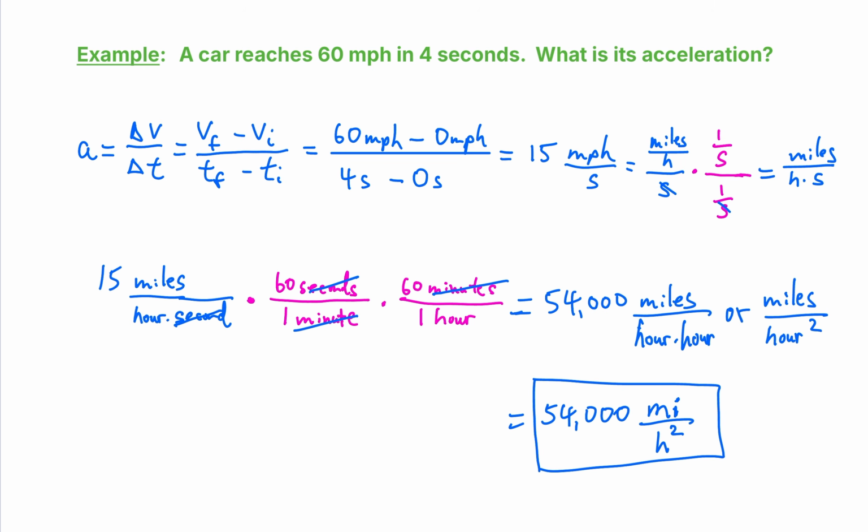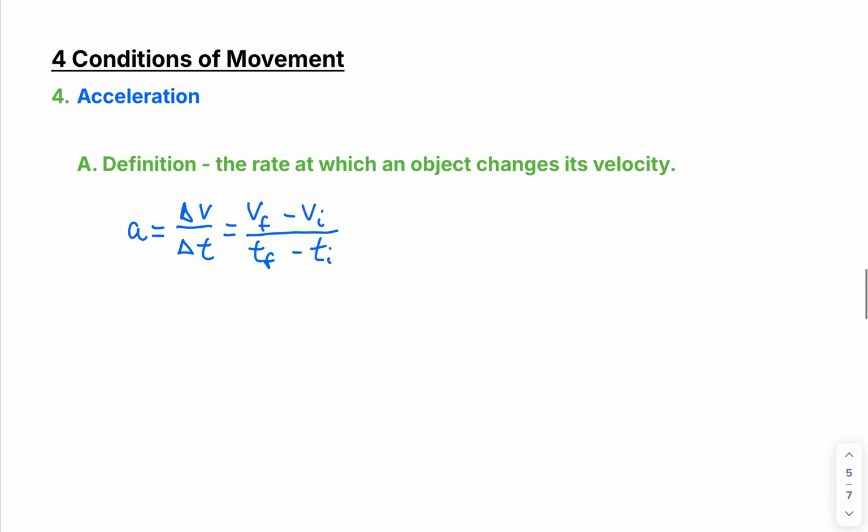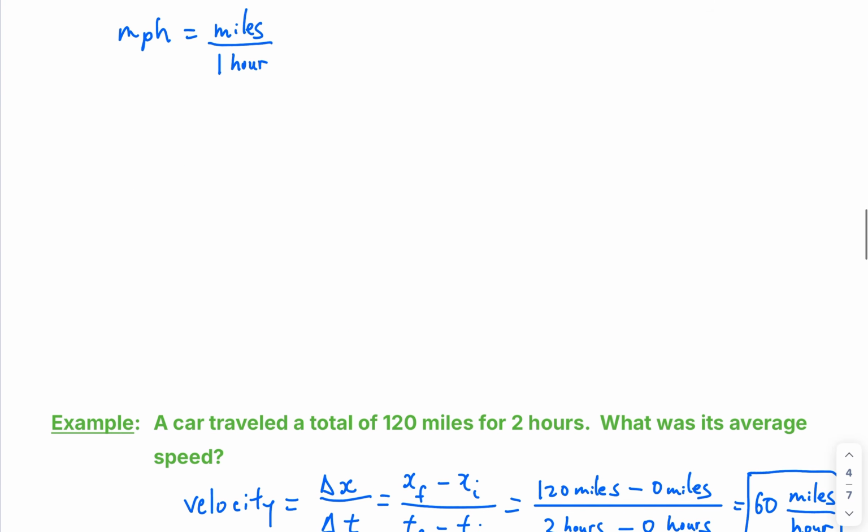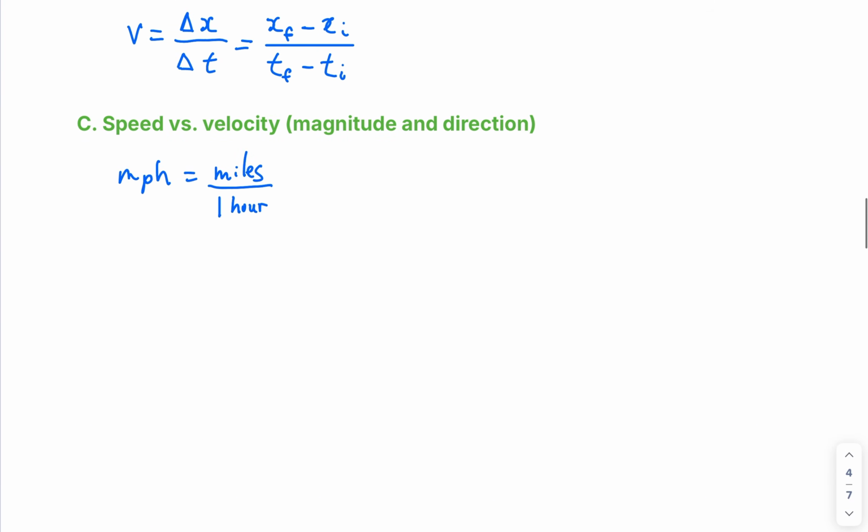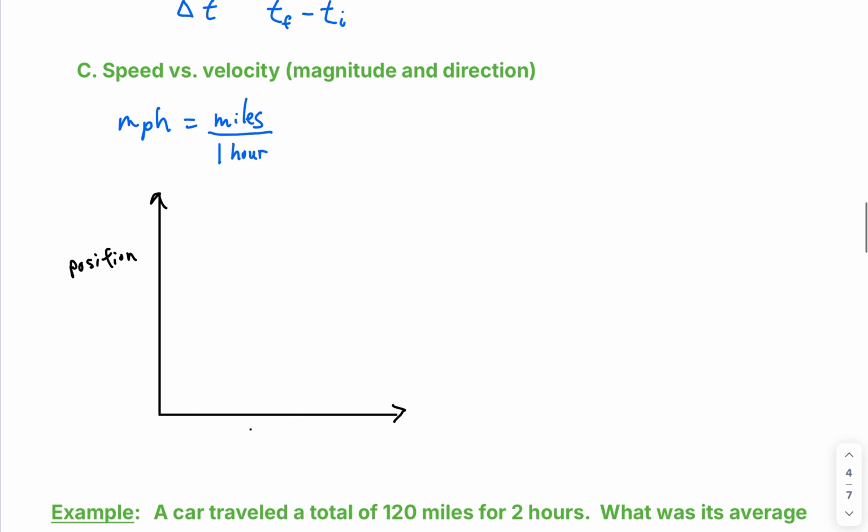Now, the other thing I wanted to cover, and I'm going to go back to the velocity, is that we also need to understand how this works out on a graph. Okay, and here's what I mean. When we talk about velocity, we are talking about a position time graph. Position and time.